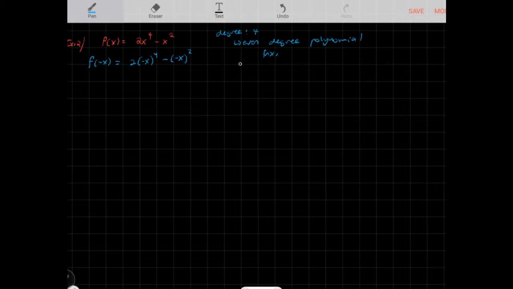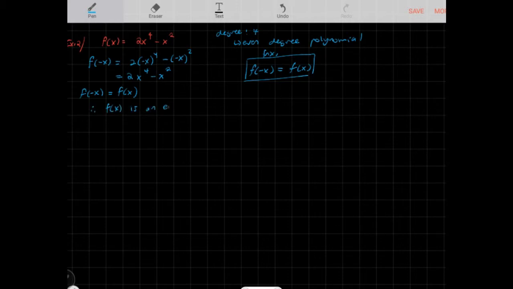So I'm going to first test out f(-x), but we recall that for an even function, f(-x) should be equal to f(x). So this was the tenet for an even function. So f(-x) here is 2(-x)^4, which is x^4, minus (-x)^2, which is x^2. And you can see that f(-x) here is equal to f(x). Therefore f(x) is an even function.